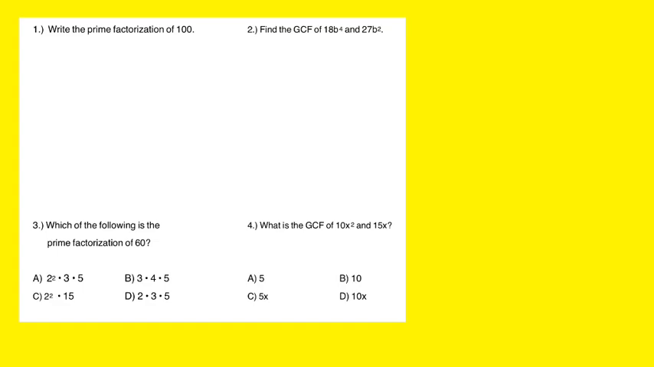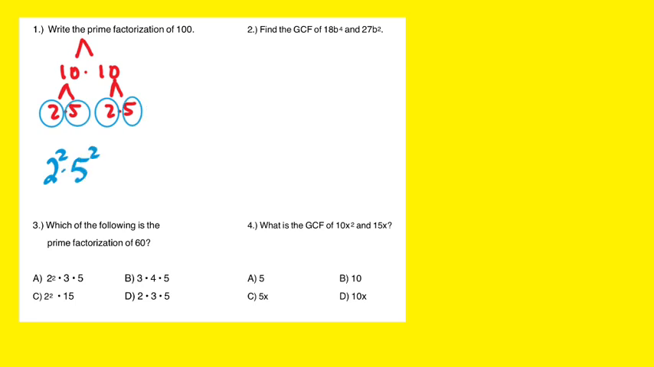All right, so number 1 talks about prime factorization, and we know that we want to factor this just to prime numbers. So however you choose to do this, I decided to go 10 times 10 is 100, and then I broke down 10 as 2 5s and 2 2s, right? So 2 to the second times 5 to the second is our prime factorization.